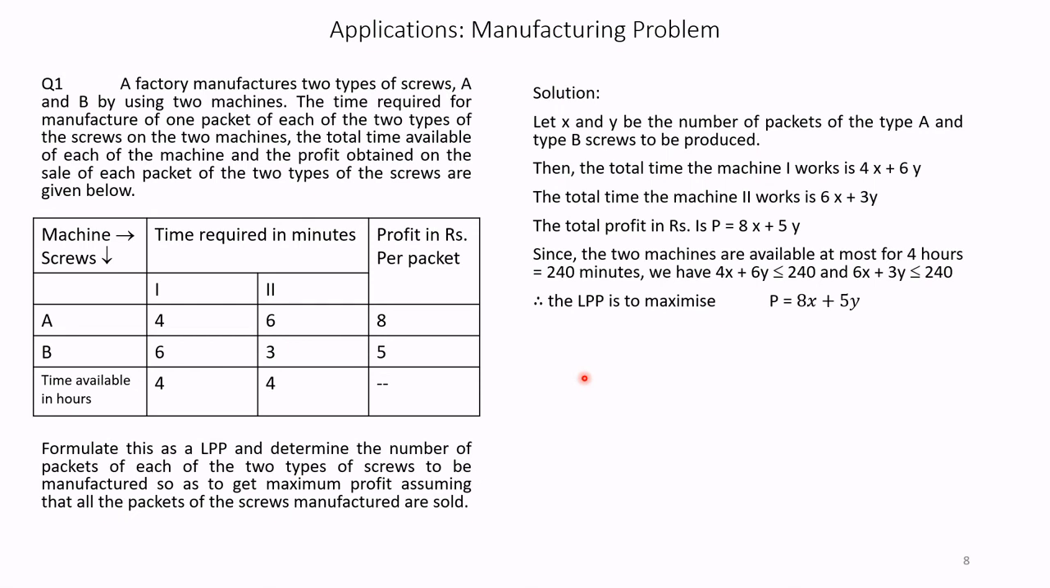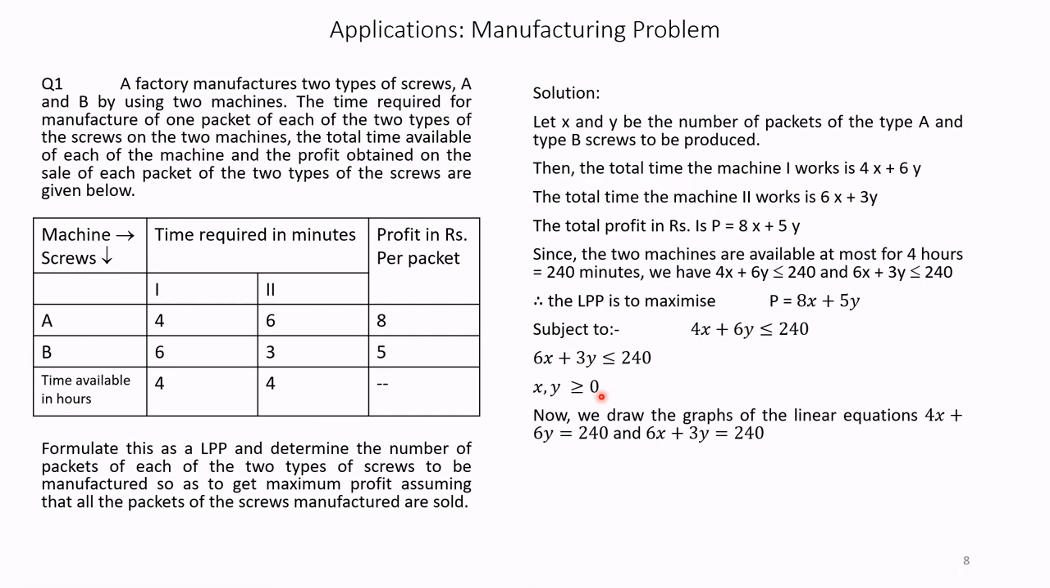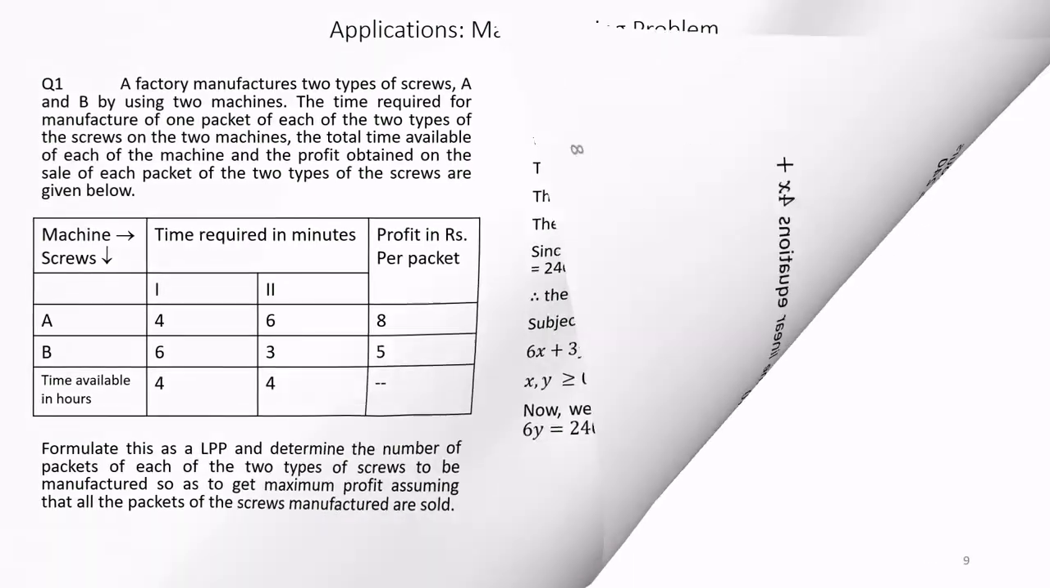So the objective function is 8x plus 5y, which we have to maximize, subject to the constraints 4x plus 6y less than or equal to 240 and 6x plus 3y less than or equal to 240, and x, y should always be greater than or equal to 0. Now we have to draw the graphs of these linear equations. We will continue in this slide.